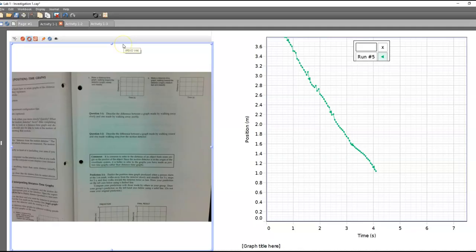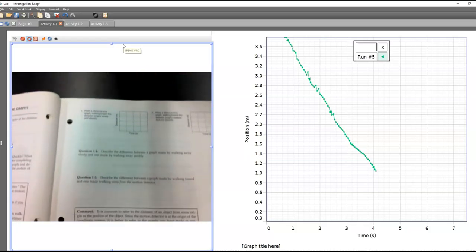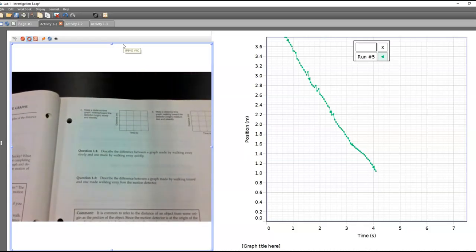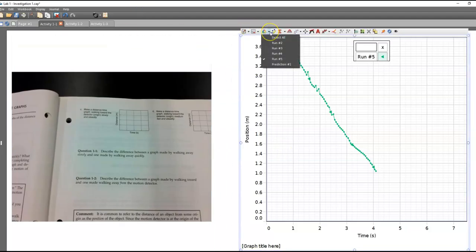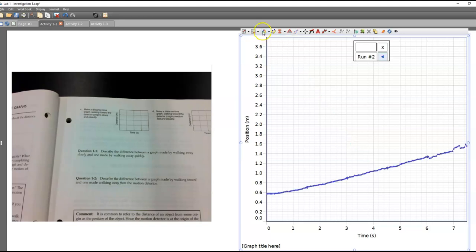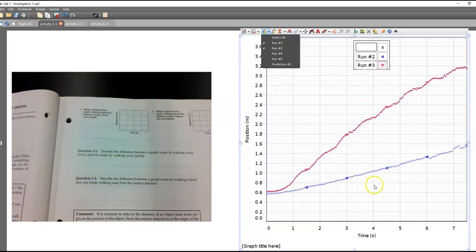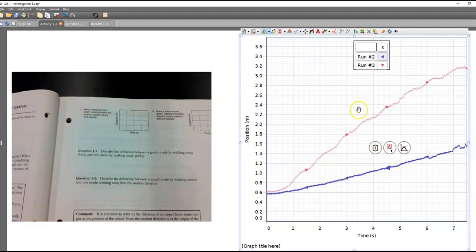Describe the difference between a graph made by walking away slowly and one made by walking away quickly. The slope of the line is steeper under what condition? Okay. Here's the way we can prove it. I can put both these runs on the same graph. So the blue run is walking away slowly. The red run is walking away quicker. So in this case, we can see, yes, that is the case. If you're walking away, how fast you are is the steepness of the slope.